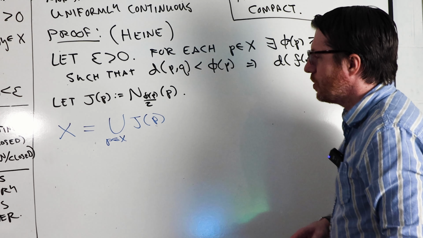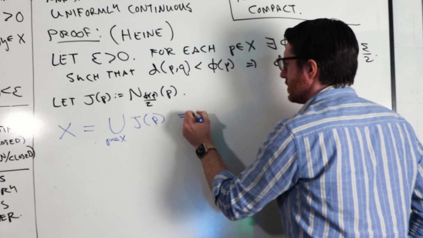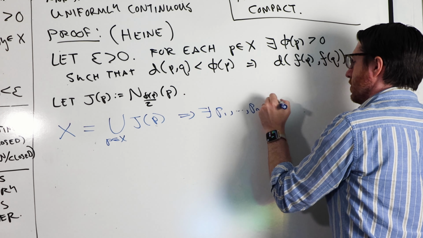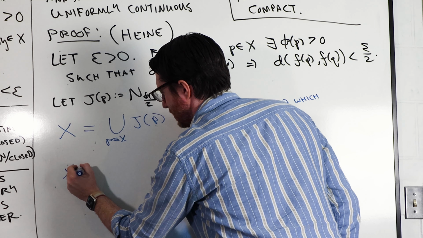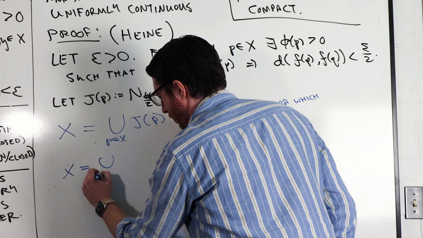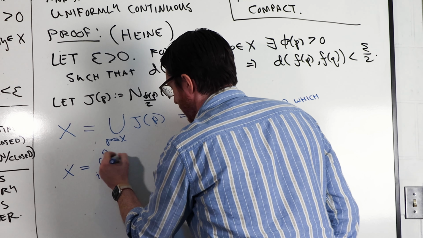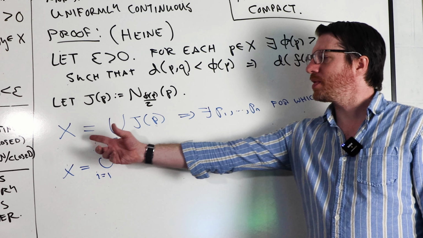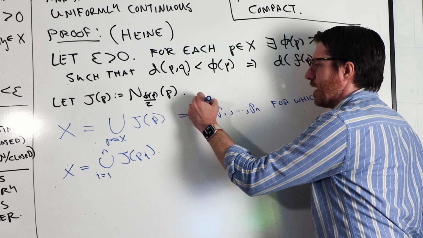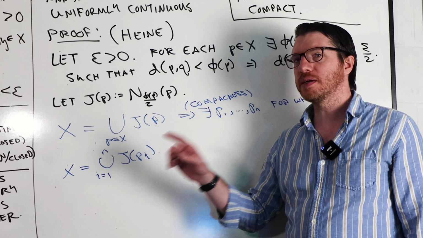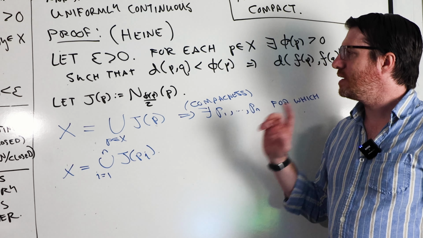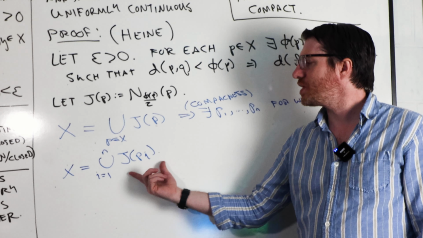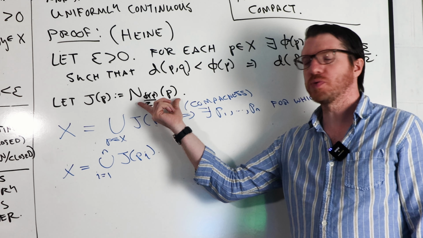And so that tells us that there exist some p1 up to pn for which X is again equal to the union, for i going from 1 up to n, of J sub p i. So now we found a finite subcover because X was compact. This uses compactness. The reason we want to do this is that now we can actually select a delta based on these. We have covered the entirety of X with these J sub p's, which are really just neighborhoods around each one of these p i's.